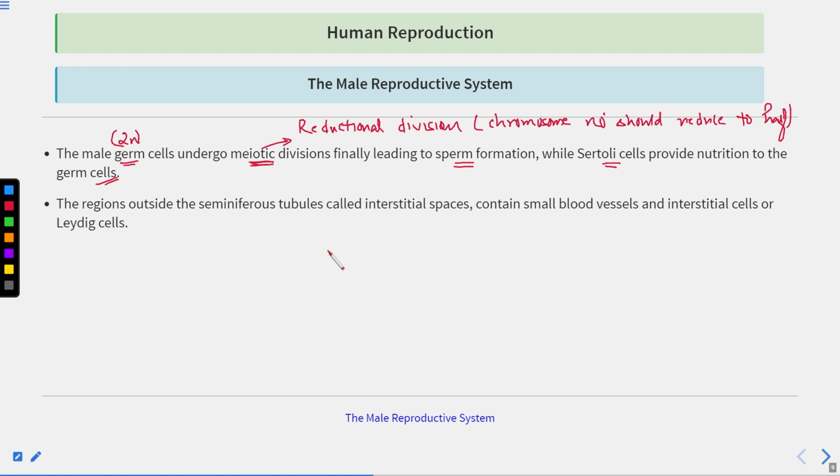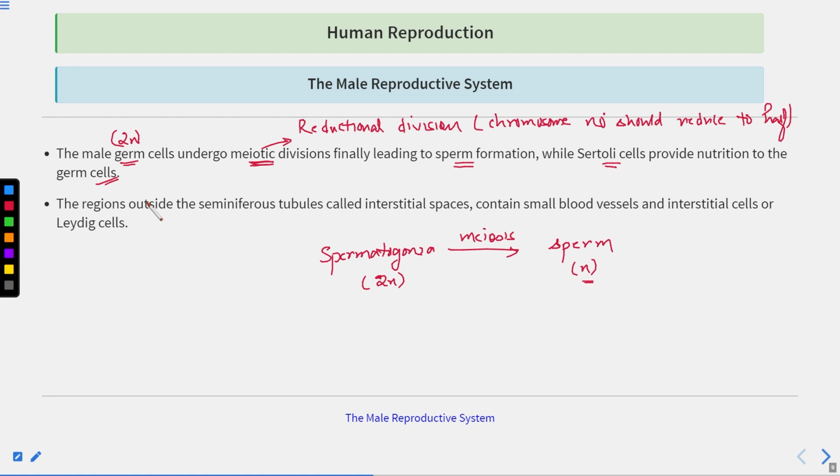Clear? So spermatogonia, which are also known as the male germ cells, will undergo meiosis finally to produce the sperm. Spermatogonia is a diploid structure, and the sperm will be haploid because it is produced by meiosis.